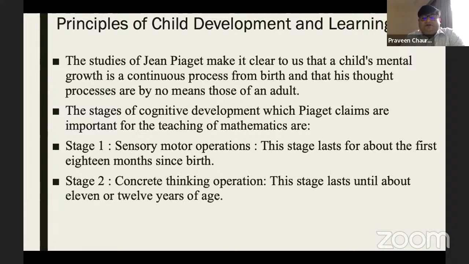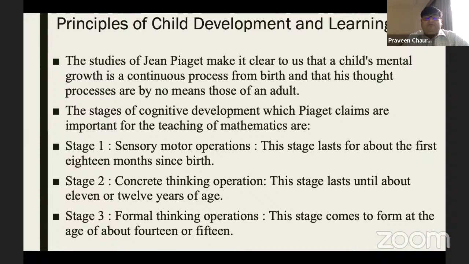Moving further, stage 2, that is the concrete thinking operations. This stage lasts until about 11 or 12 years of age, or it differs from child to child, when the students' minds are in concrete thinking operations. I mean, they will think about something only when they see the object in 3D, in a concrete mode, in three-dimensional things. If they see some concept in a three-dimensional thing, then only will they be able to capture the concept. The third stage is the formal thinking operations, that is, abstract thinking operations. This stage comes to form at the age of about 14 or 15.